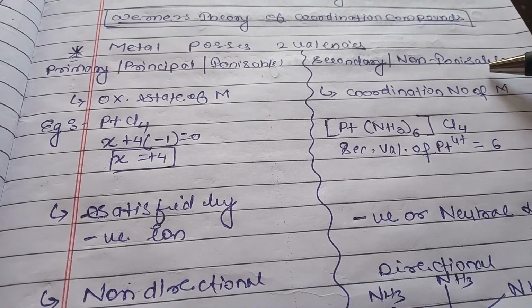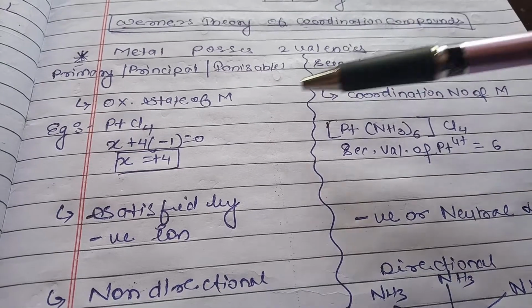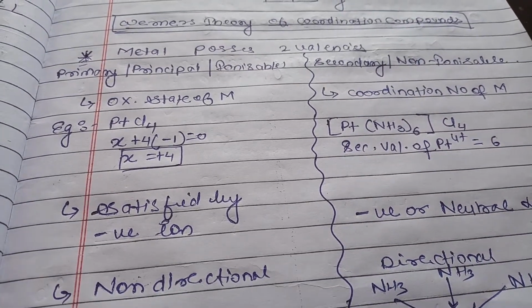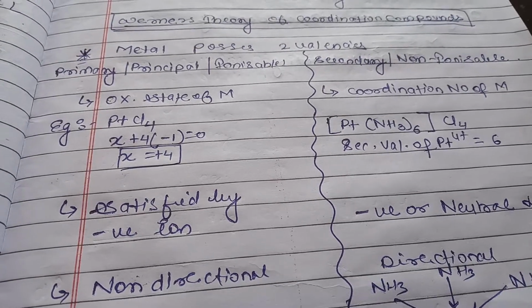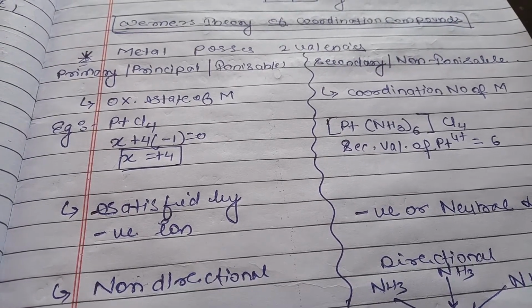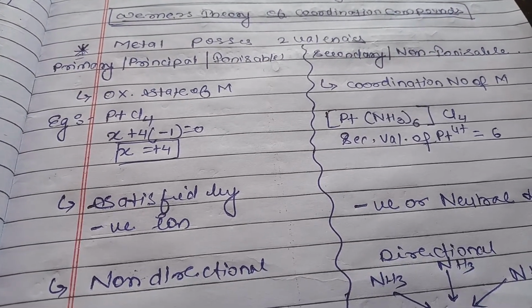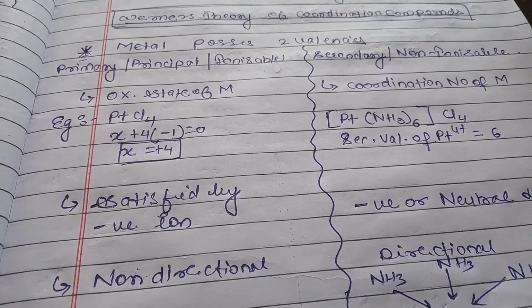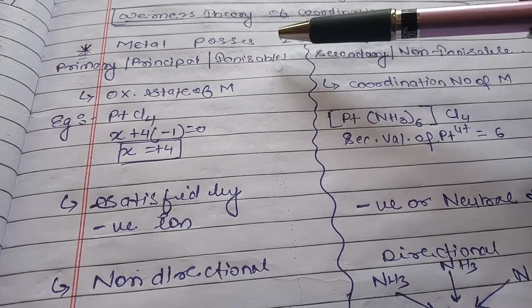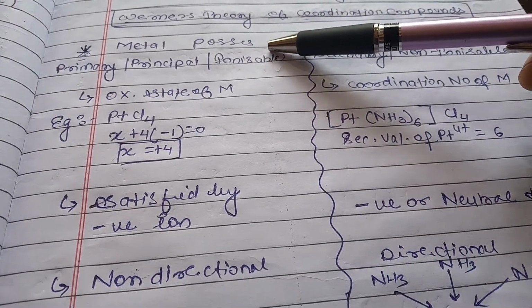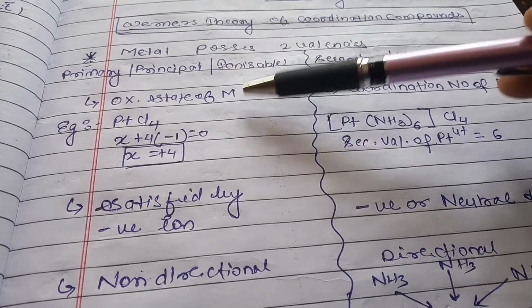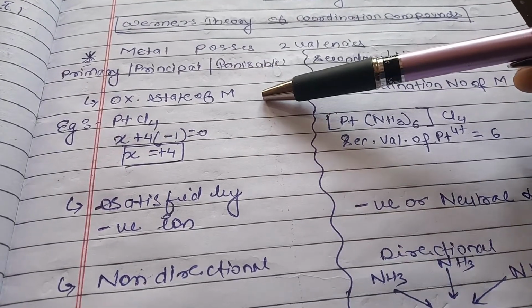Later in this theory, Werner explained the difference between primary and secondary valency, and he also stated how we are going to calculate them. Okay, so we are going to see the three main postulates of Werner's theory one by one. In the first postulate, Werner stated that the primary valency of a metal atom is the oxidation number or oxidation state of that particular metal.